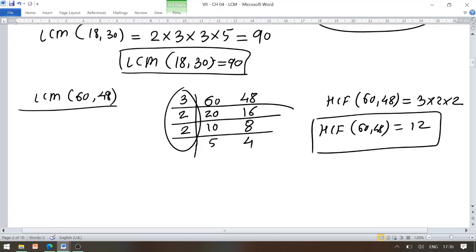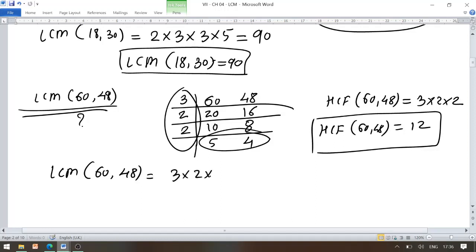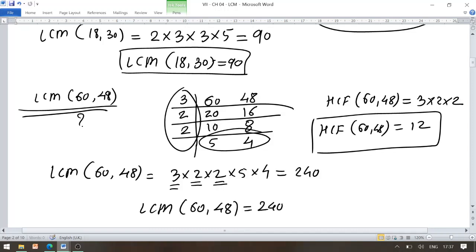But what about the LCM? The LCM is the product of all common divisors as well as the remainders at the last stage. So we have 3 into 2 into 2 as well as 5 into 4. So we get 5 fours are 20, 2 twenties are 40, 2 forties are 80, and 3 eighties are 240. So the LCM of 60 and 48 is 240.